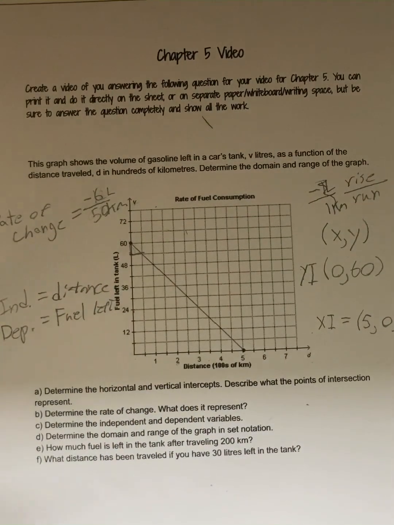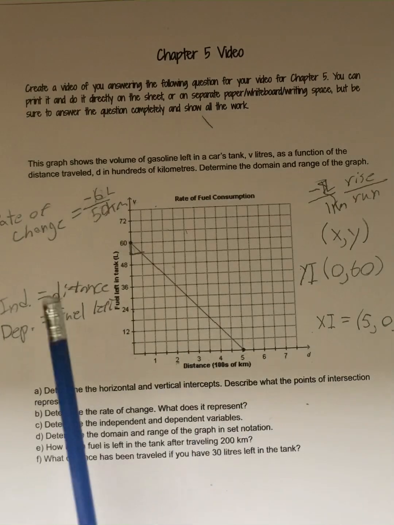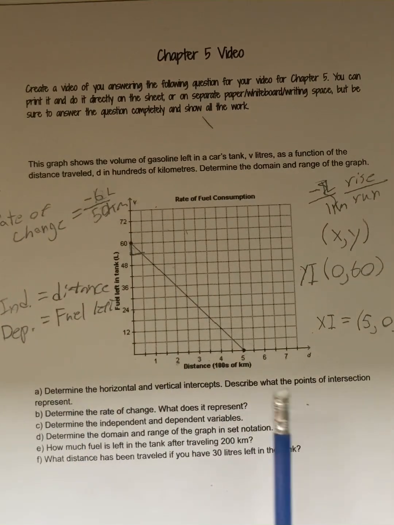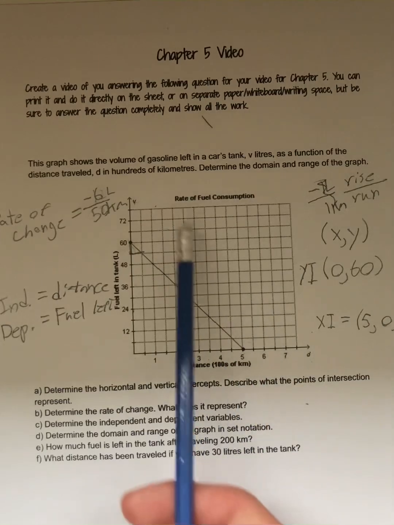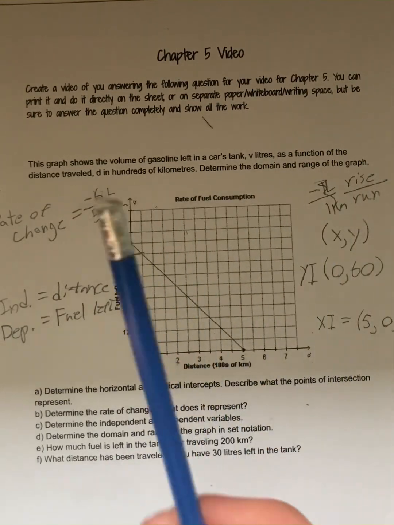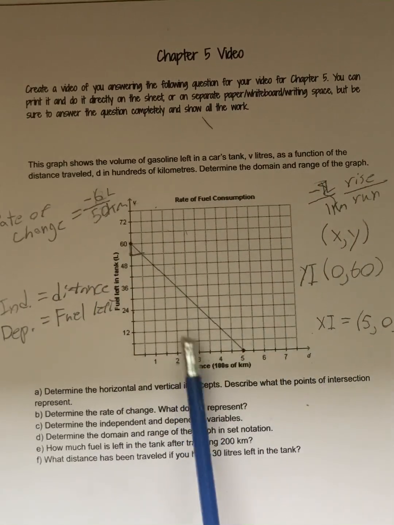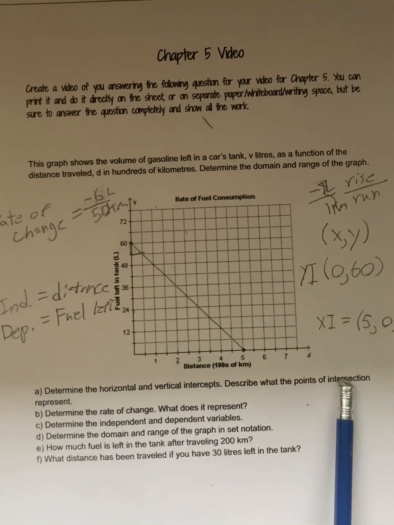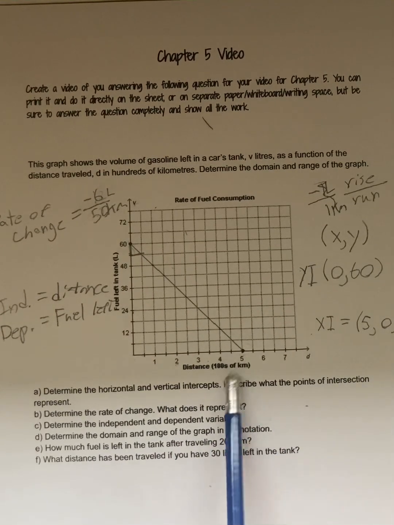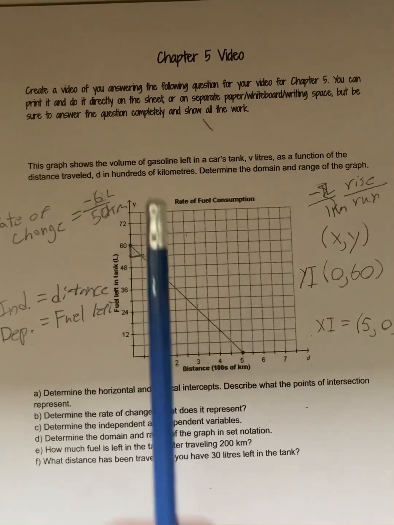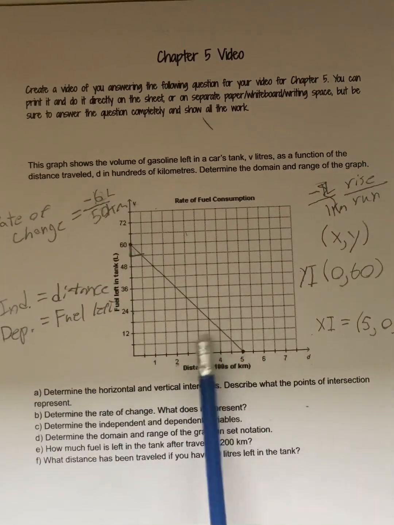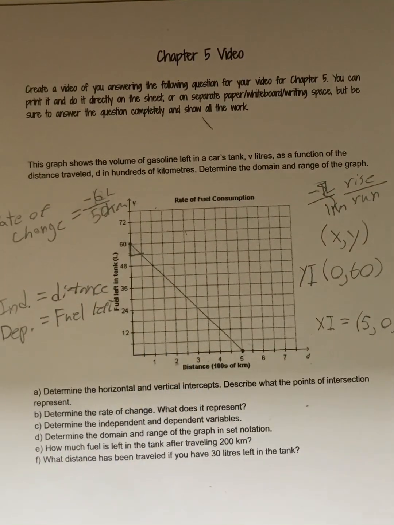I could give a more reasonable explanation as to why this is distance, which would be because however much fuel you have left is dependent on how far you have traveled. How far you've traveled is not dependent on what fuel you have left. It's the other way around. So that is why that's the independent and that's the dependent, because this depends on this.